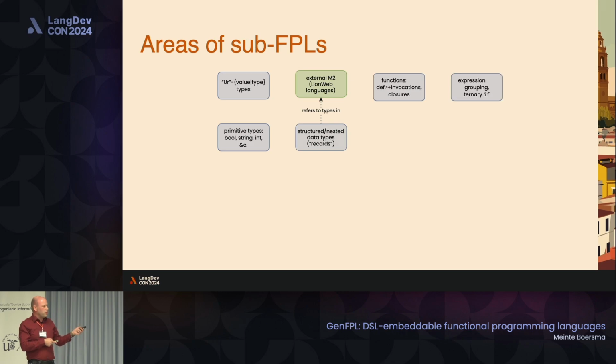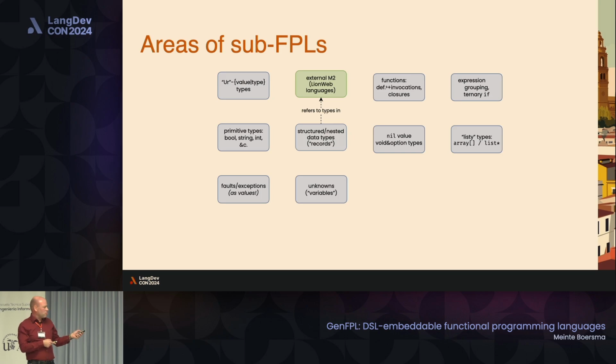Functions, grouping of expressions, if statements in a functional way, obviously. Maybe a nil if you are feeling daring. Of course, lists and listy things. Faults and exceptions. Last year I had a talk about this at the Langdev, how you could do that. Unknowns, same talk from last year. Comments, and then there's a lot of other things that you can add. I think there's a bunch of people over there that like this bit maybe.